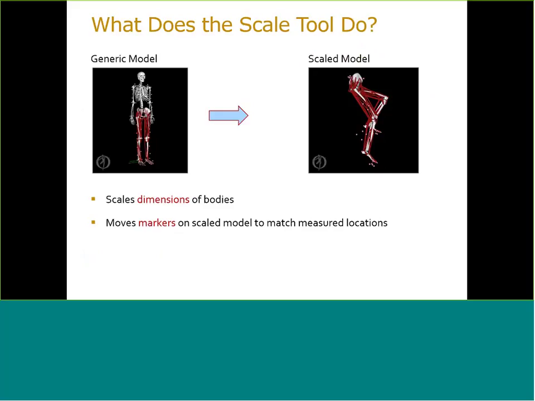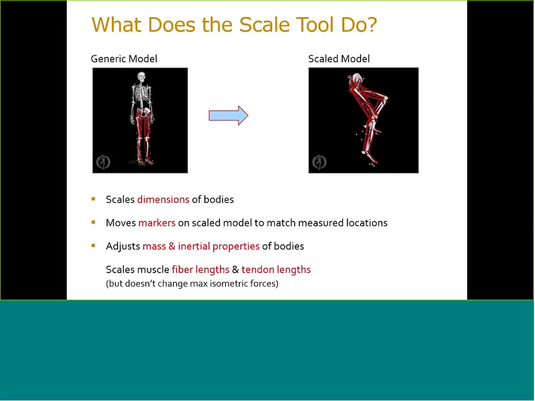We can also use the scale tool to move markers on the scaled model to match their measured locations in a static trial. And this is especially useful when we have clusters of markers that aren't directly over landmarks, and so we don't know exactly where they should go, but we want to track them. The scale tool also adjusts the mass and inertial properties of the bodies, and it will scale muscle fiber length and tendon length.